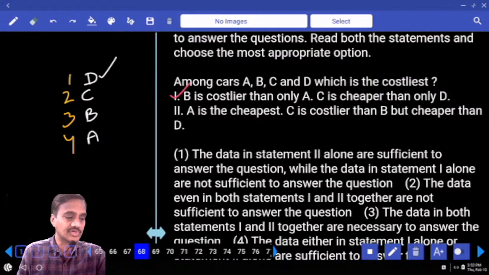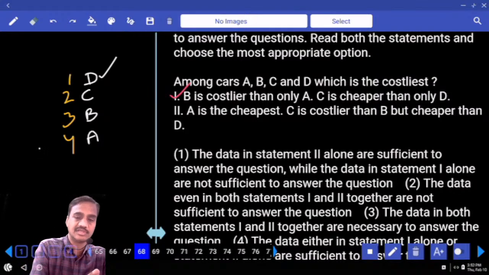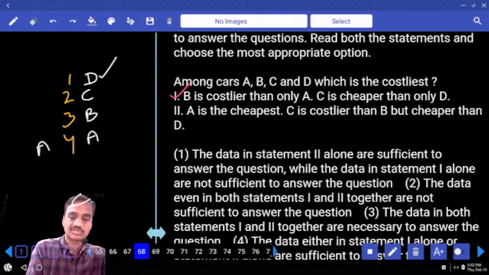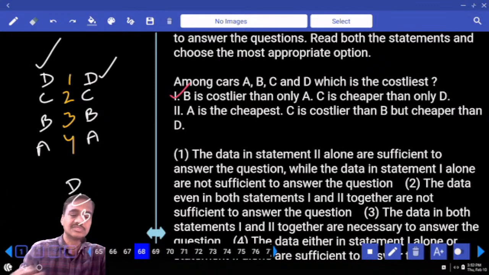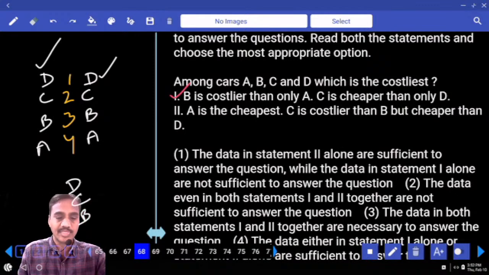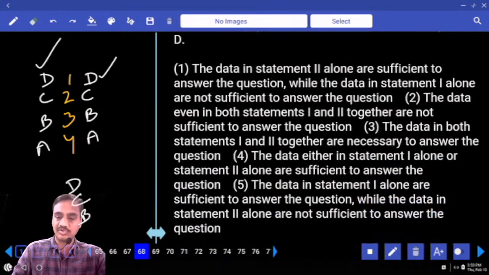Then we need to check for two alone. Now, in this two alone, A is the cheapest and C is costlier than B, but cheaper than D. The remaining three must be in this order: D, C, B. Now, in this one, tell me which is the costliest here? D. Hence, one alone is sufficient, two alone is sufficient, and each statement alone is sufficient. Hence, what is your answer here? Choice 4 for question number 68.